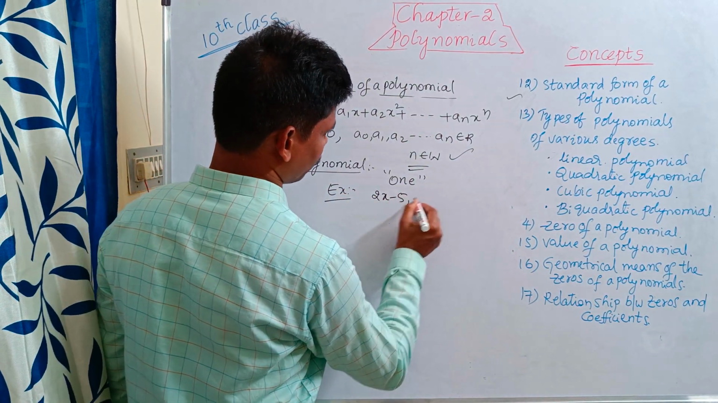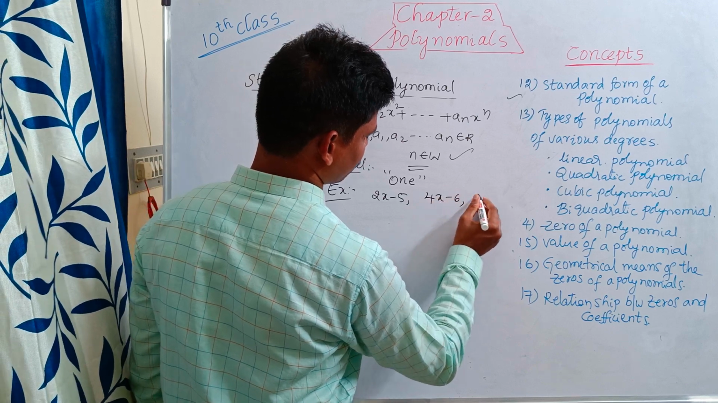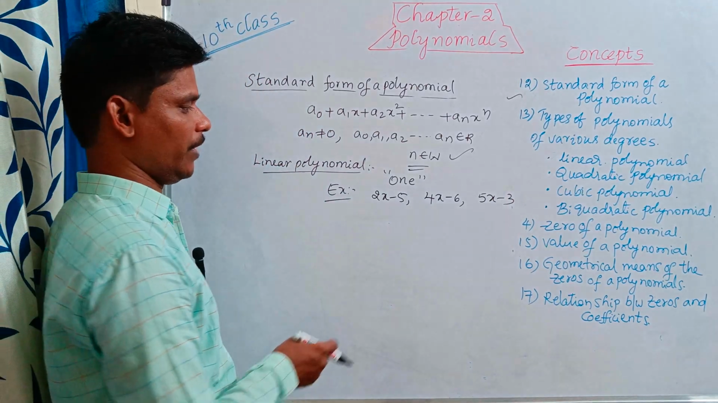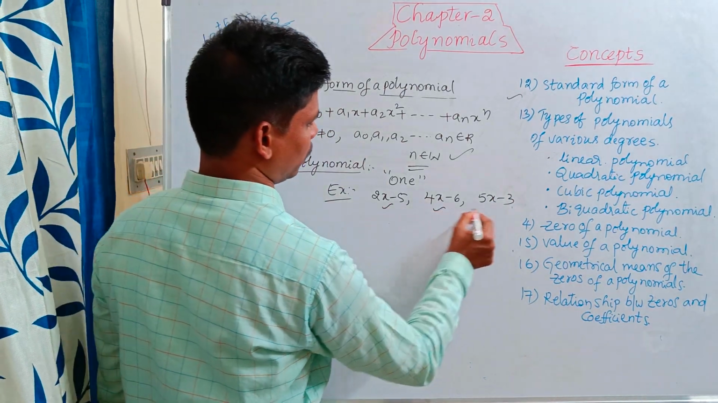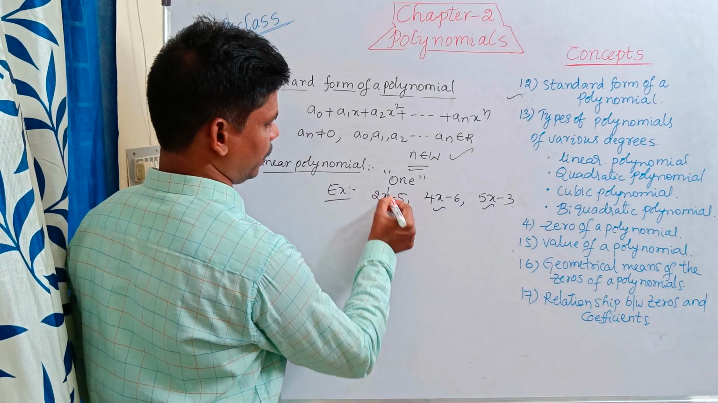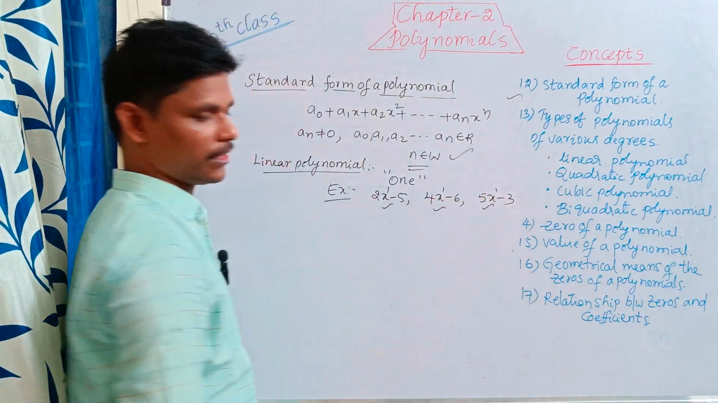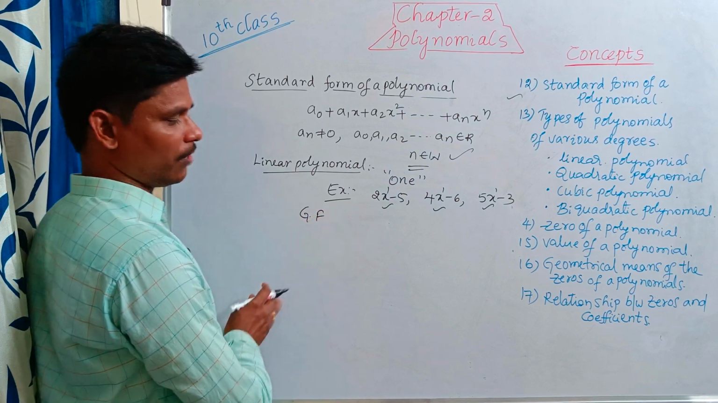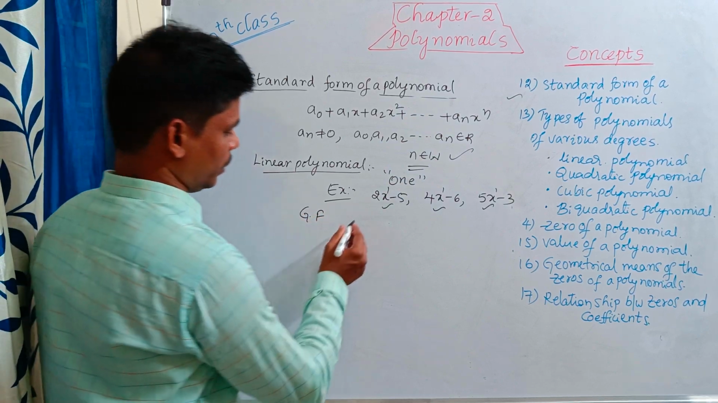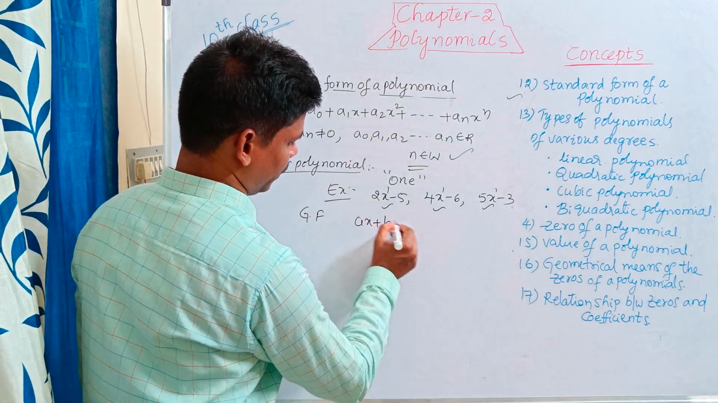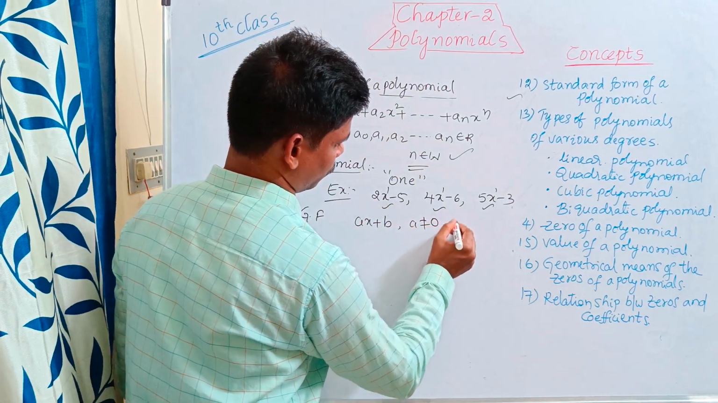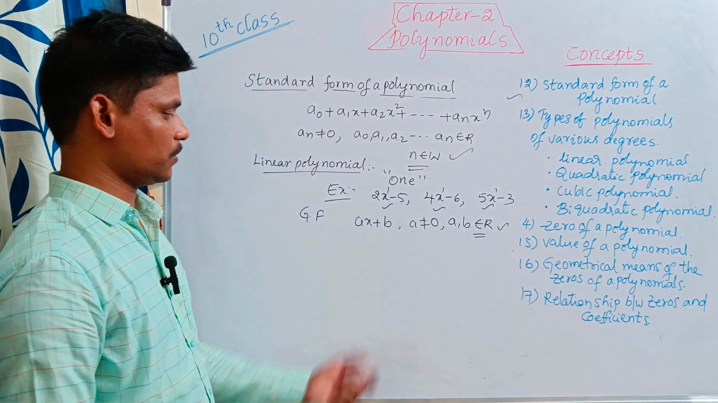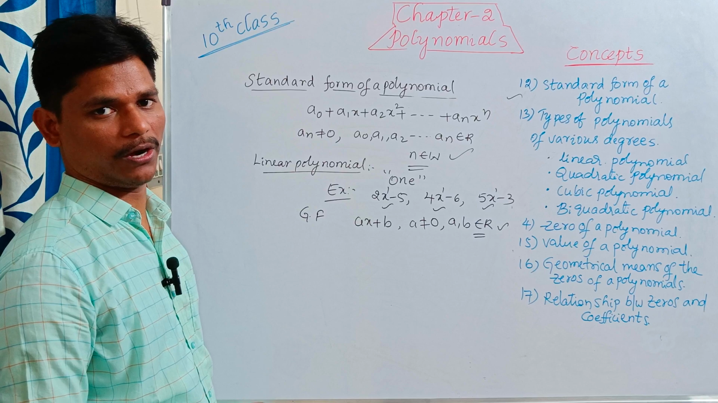2x minus 5, 4x minus 6, 5x minus 3. Check this in variable x. These three are linear polynomials having degree 1. Next, the general form. The general form of a linear polynomial is ax plus b, where a is not equal to 0, and a, b belong to the real numbers. So this is the general form of a linear polynomial.